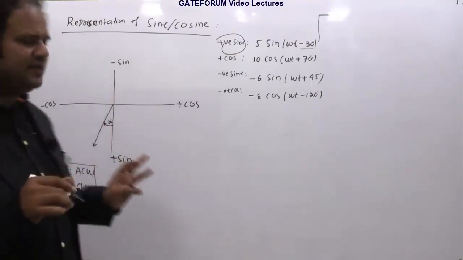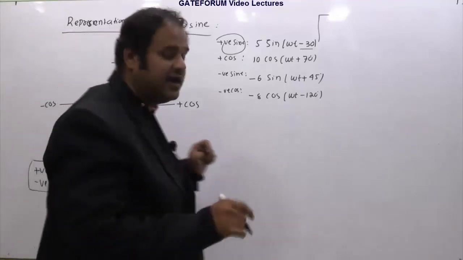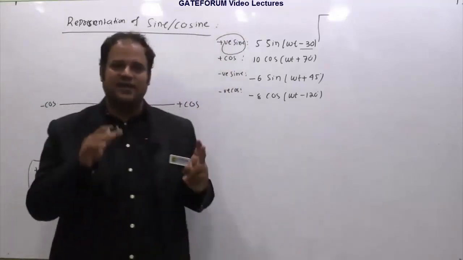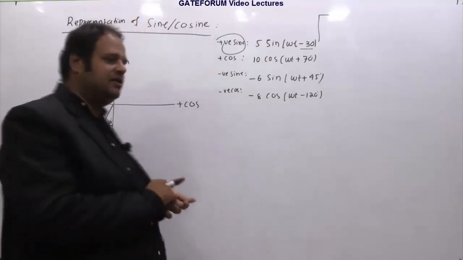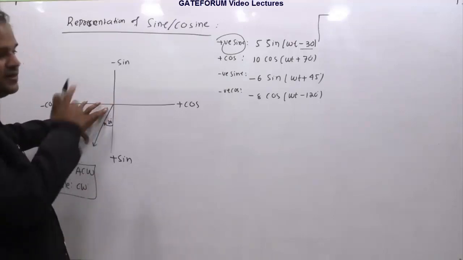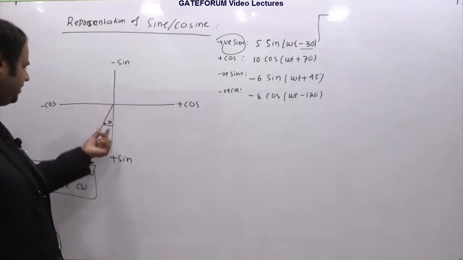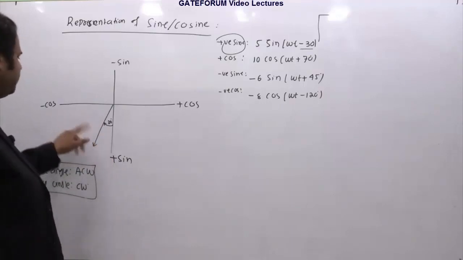Actually, even a sinusoidal quantity has magnitude, phase and frequency. Most of the time, all the confusion comes in the phase only. So when I am representing it like this, the length of this arrow from the origin indicates the magnitude, and phase is the orientation or the inclination from the positive sine. So this is 30 degrees. So this is the representation of this.